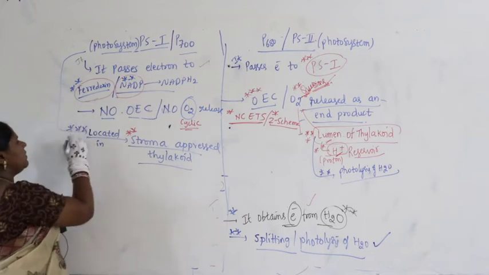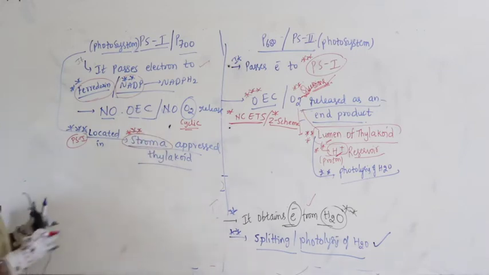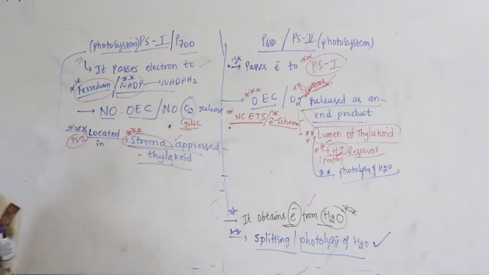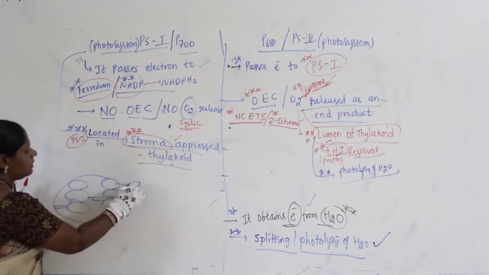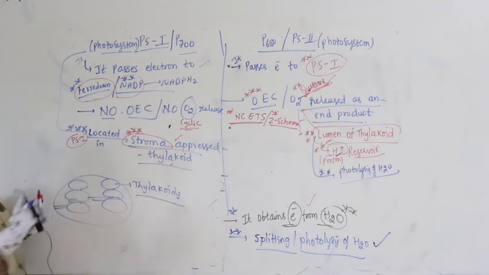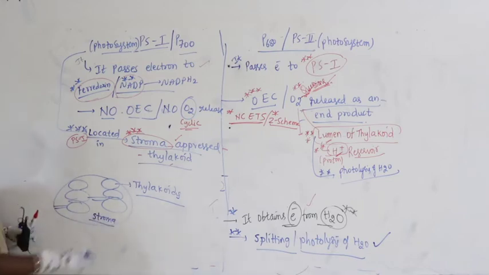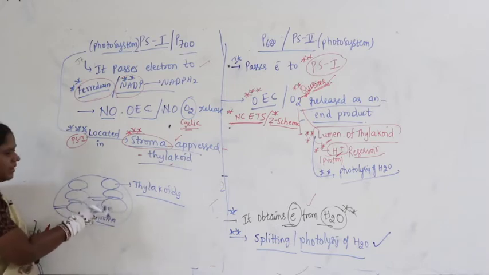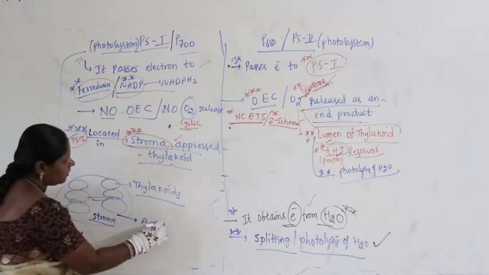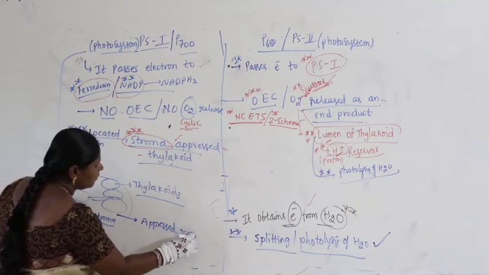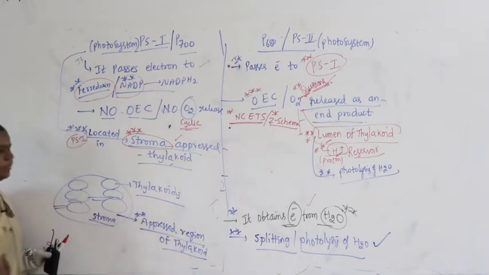Guys, whenever you get the question where PS1 is located, try to remember the stroma appressed thylakoid. What is the meaning of the appressed region of thylakoid? If you take the chloroplast, let me explain again. You have what are called thylakoids. The proteinaceous part below, what you find in this, is called stroma. And below this thylakoid, the base of the thylakoid, is not exposed to the outer side, and that is itself called the appressed thylakoid, the appressed region of thylakoid. Very important.